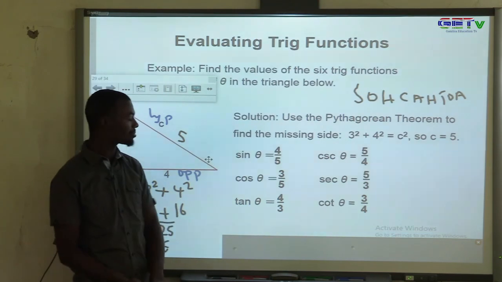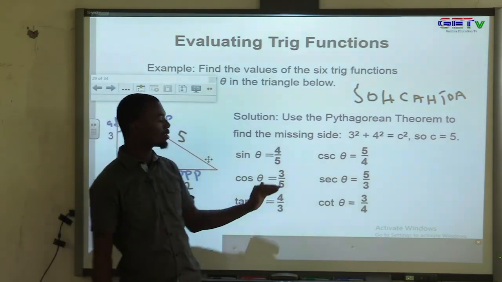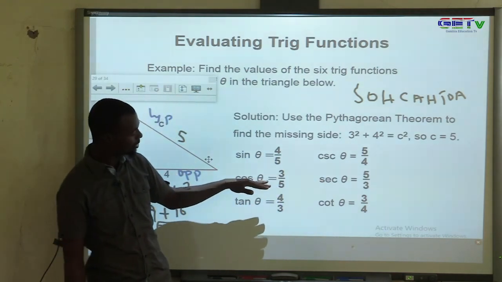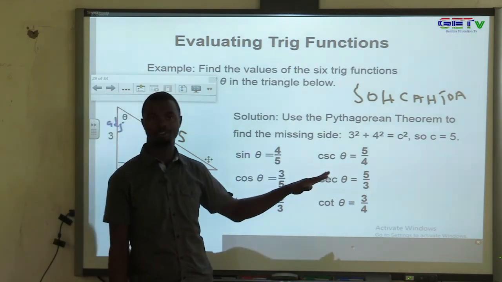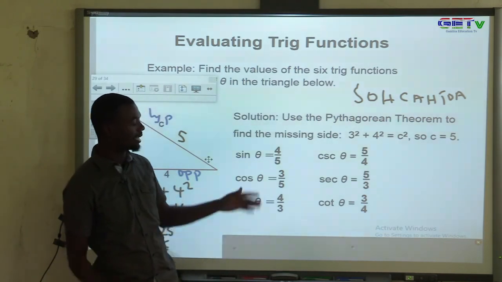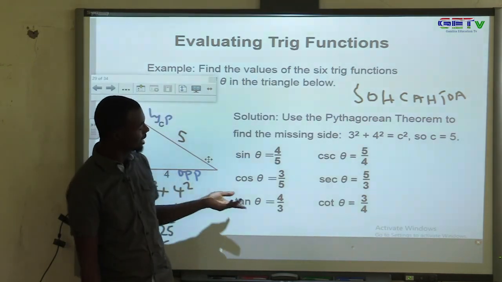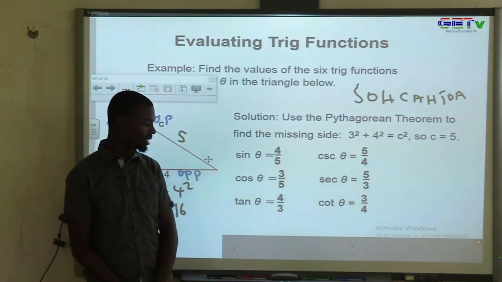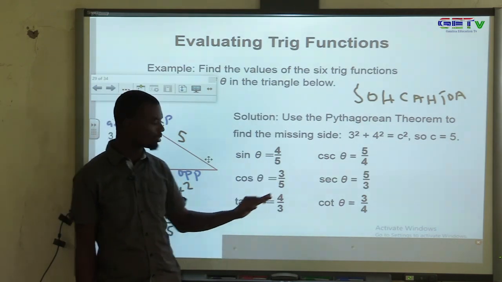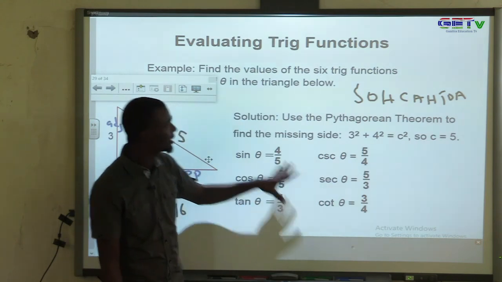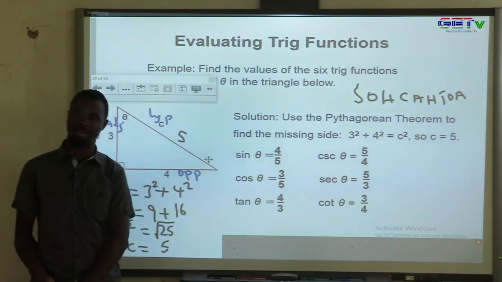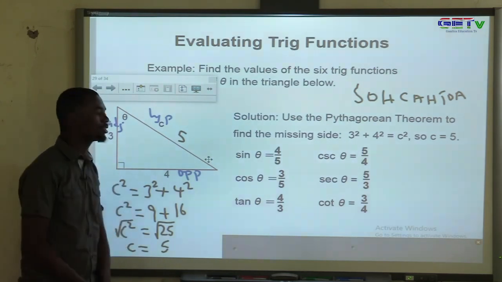Then we go to the other one, cos theta. The reciprocal of cos theta is sec theta. The reciprocal of 3 over 5 is 5 over 3. That is why we have sec theta. It's easy when you have the first one and you are just asked to find the reciprocal. Now we go to the last one. Tan theta is 4 over 3, and cot theta is the reciprocal of tan, that is 3 over 4. So this is what we have. These are the 6 trig functions we are asked to find from the diagram we have. So this brings us to the end of the lesson.